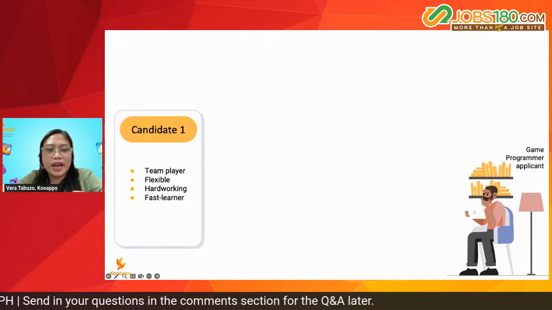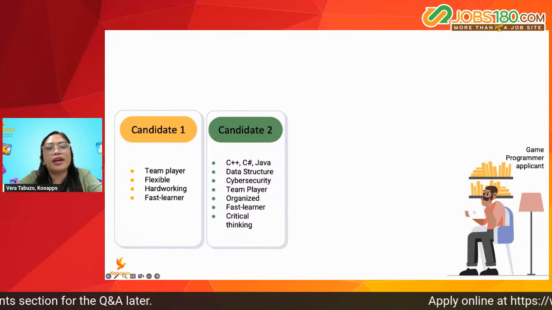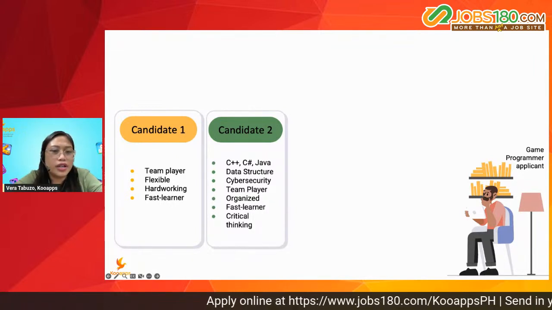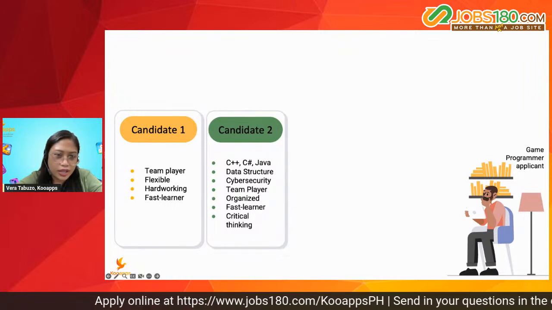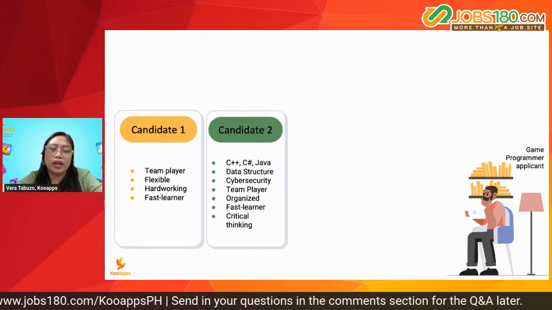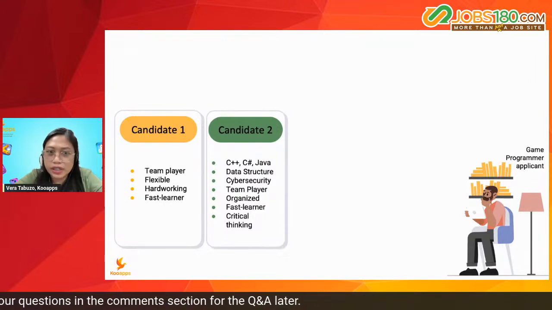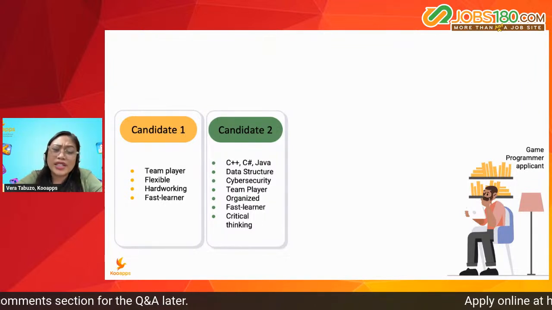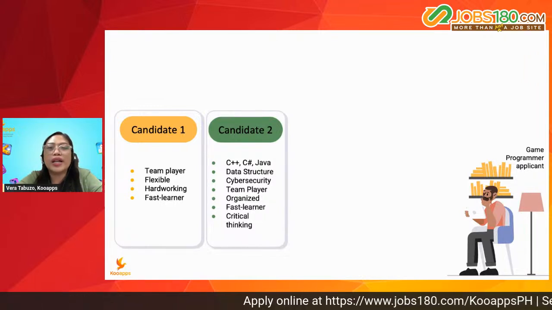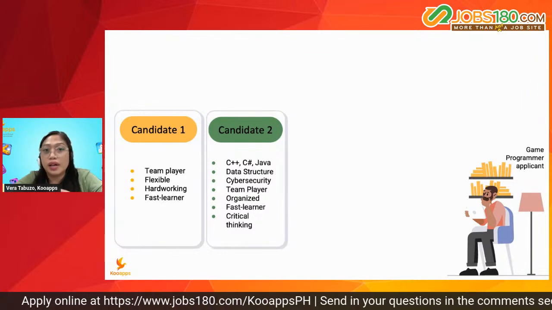And then next we have candidate 2. Candidate 2 listed C, C Sharp, and Java in his or her resume. He or she also has data structure and cybersecurity, and added soft skills, which are team player, organized, fast learner, and critical thinking. So basically, candidate 2 answered both: can she do the job, and can she work well with others.